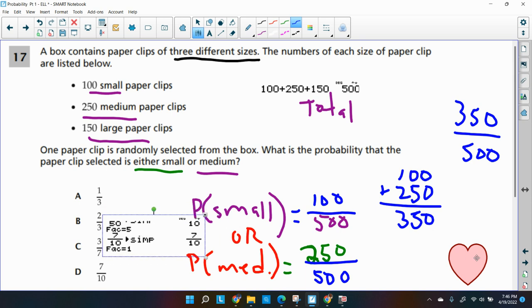So D, 7/10. And there it is. So that was a good state test question, and I hope you understood what we did. All we did was take a look at the small and medium paper clips, see how many we had of those, which was a total of 350. And we put that out of the total amount of paper clips in the whole box, which was 500. So 350 divided by 500 gave us a total of 7/10 once we simplified it, which was choice D.